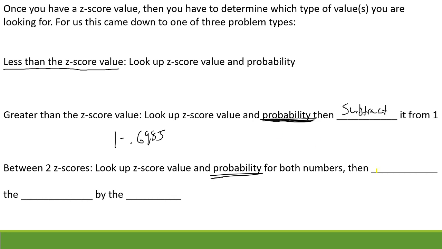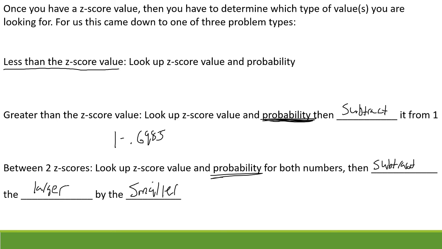So then, whoa, I don't want the highlighter. Come on. So then you subtract the larger by the smaller. So you're going to have two probabilities. They're going to be two different values, and you simply subtract the bigger probability from the smaller probability, and that gives you the probability of getting between two z-scores.